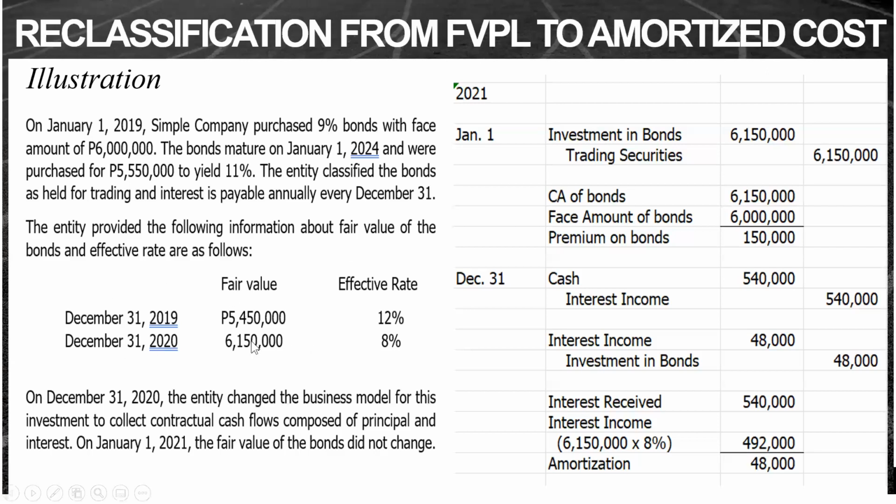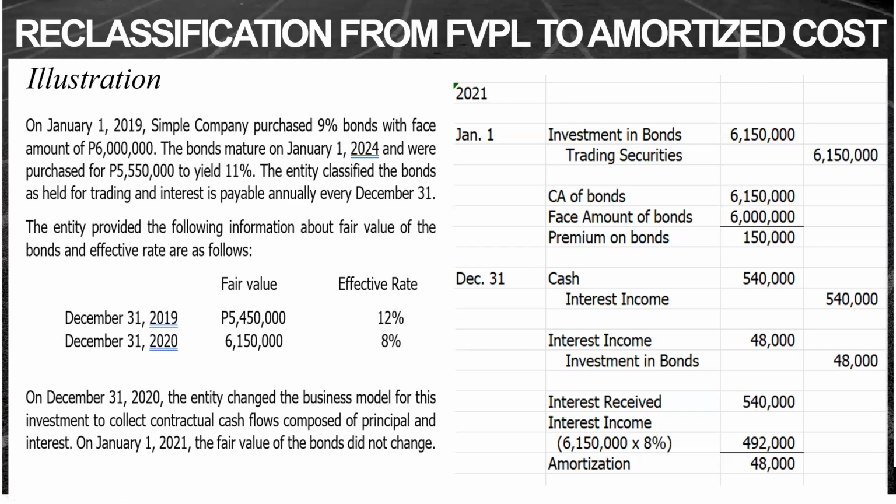So in this case, ito yung fair value natin on reclassification date and the effective rate is 8%. So that is why yung interest income ko na kinompute, this is based on the carrying amount which is 6,150,000. I multiplied it with the new effective interest rate, which is 8%. So you have 492,000. So yung amortization is the difference. So you have 540,000 minus your 492,000. So the amortization of the premium is 48,000.